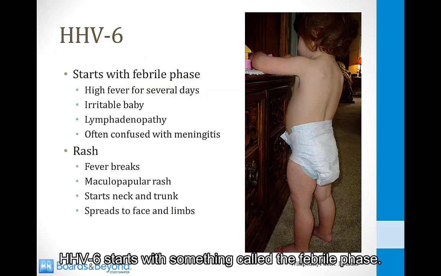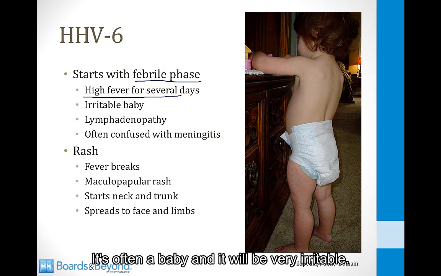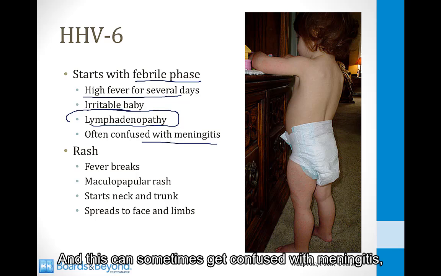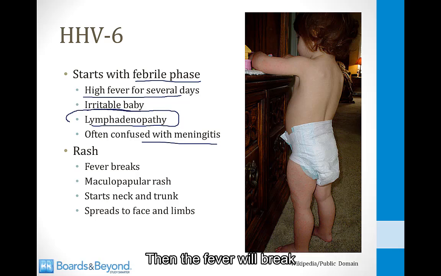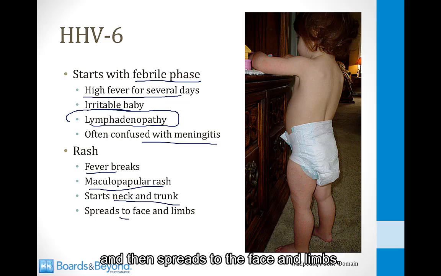HHV6 starts with something called the febrile phase. The child will have a high fever for several days. It's often a baby, and it will be very irritable. There sometimes will be swollen lymph nodes present, and this can sometimes get confused with meningitis, especially in a baby. Then the fever will break, and a characteristic rash will occur. It's a maculopapular rash that starts on the neck and trunk and then spreads to the face and limbs.